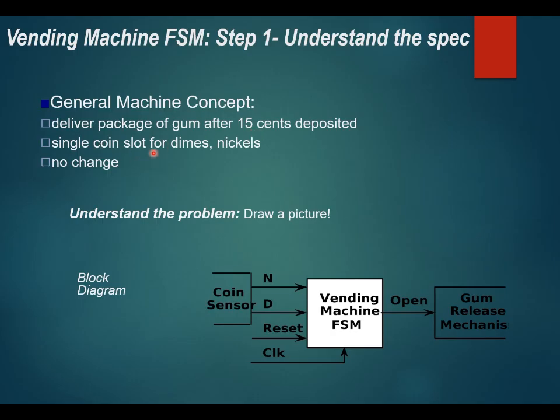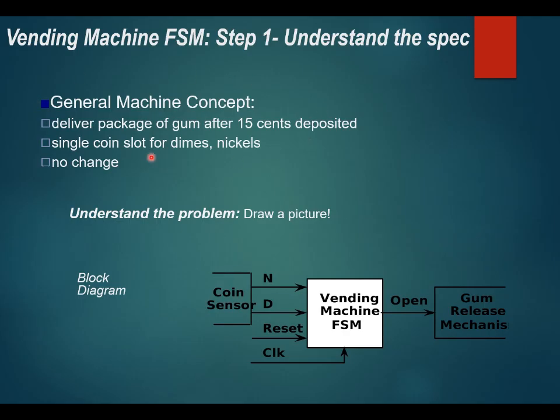That means at one time you can only insert one coin, and it only accepts dimes and nickels, which are 10 cents and 5 cents. So only 2 types of coins are accepted by this machine, and there's no change returned. That means the balance is not returned. If you pay 20 cents, then that's all. There's no 5 cent return from the machine.